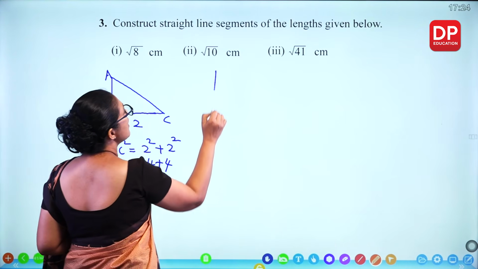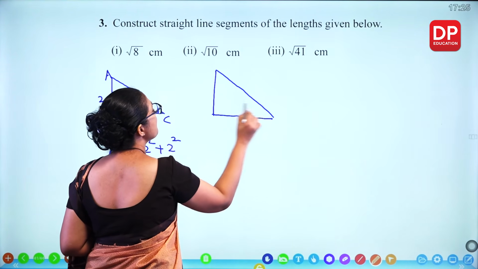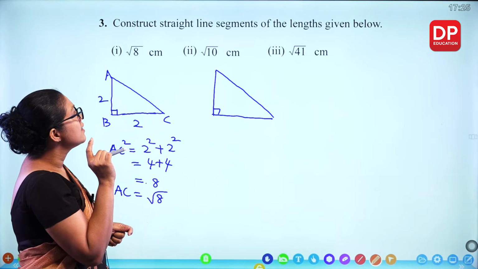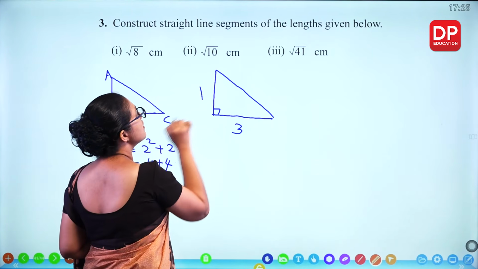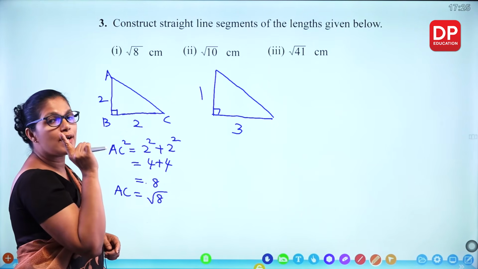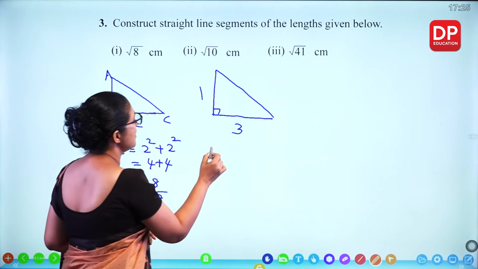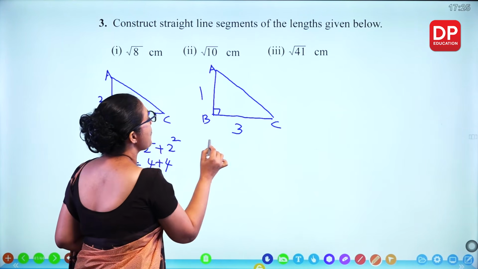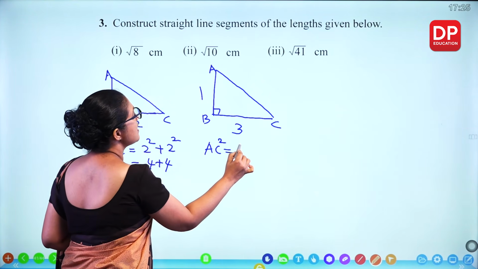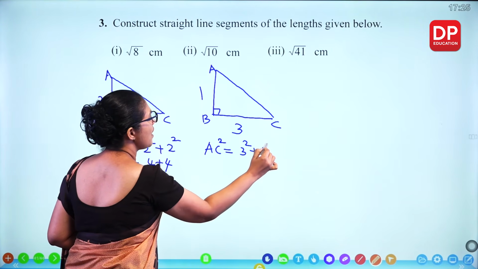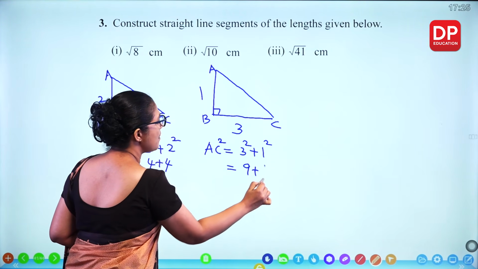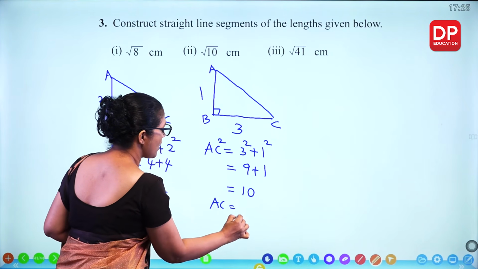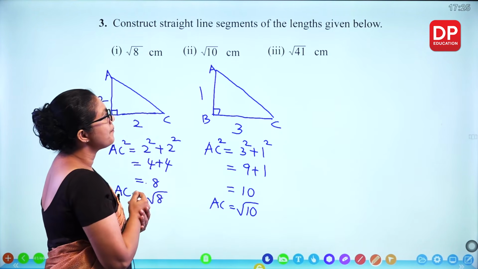10. How can we get 10? 3 and 1. 3 squared 9, 1 squared 1, 9 plus 1, 10. So if this is ABC triangle, AC squared is 3 squared plus 1 squared. 3 squared is 9, 9 plus 1, you get 10. So AC is square root of 10.